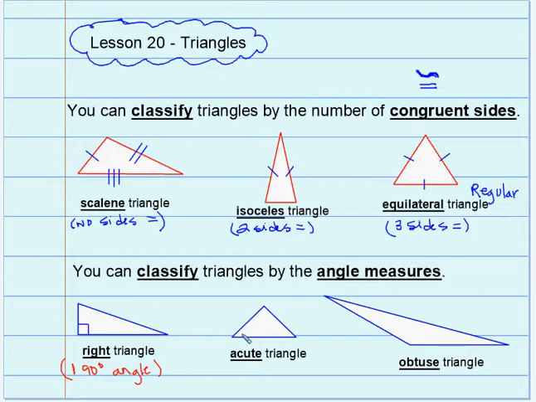An acute triangle will have 3 angles that are acute, and an obtuse triangle will have 1 angle that is obtuse. Okay, so do you know why we can only have 1 obtuse angle and 1 right angle in a triangle? Let you think about that for a minute, and I'll explain it right here.